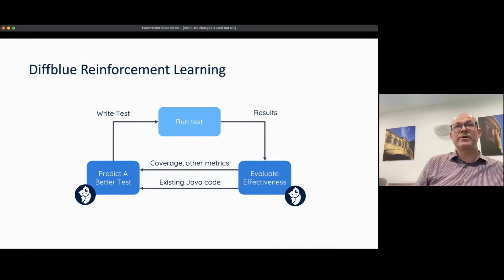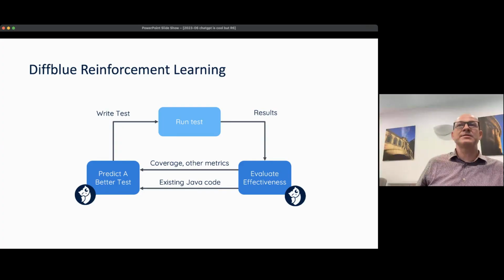So the way Diffblue works is that we do some analysis of the program, and we take a look at the code, and we guess what the first test should be. What's a good test? Based on the signature and the analysis that we've done, we compile and run that test, and we look at the results. How did it do? What result did it get? Did it throw an exception? How much coverage did it make? Other metrics about the effectiveness of the unit test.